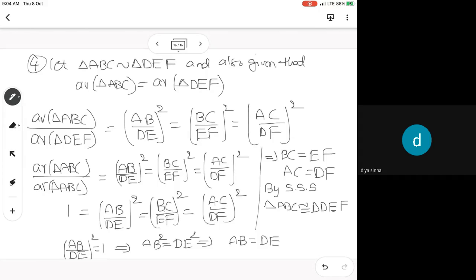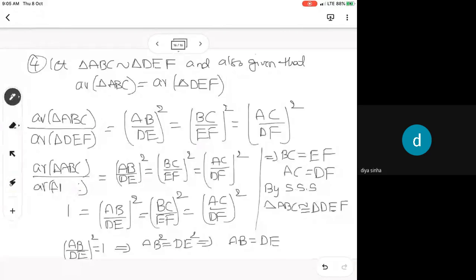Sir, in the second one you have written, area of triangle ABC by area of triangle ABC, sir, how is the bottom one also ABC? DEF, that is. You are asking this one? No sir, the bottom one. Oh, sorry. Yes. Sorry, sir. Here DEF should be written.